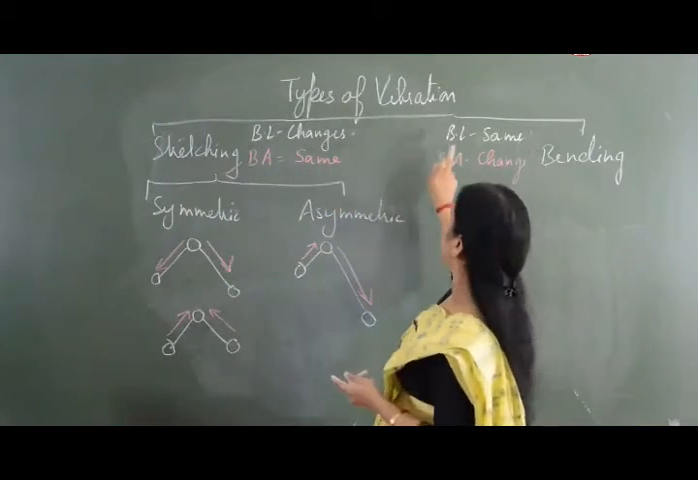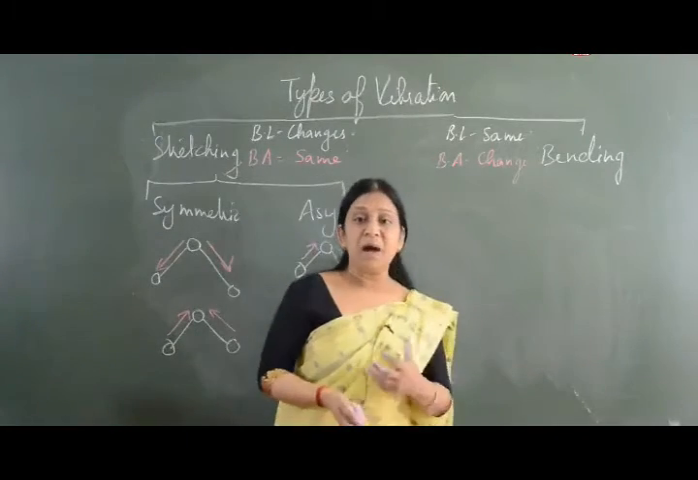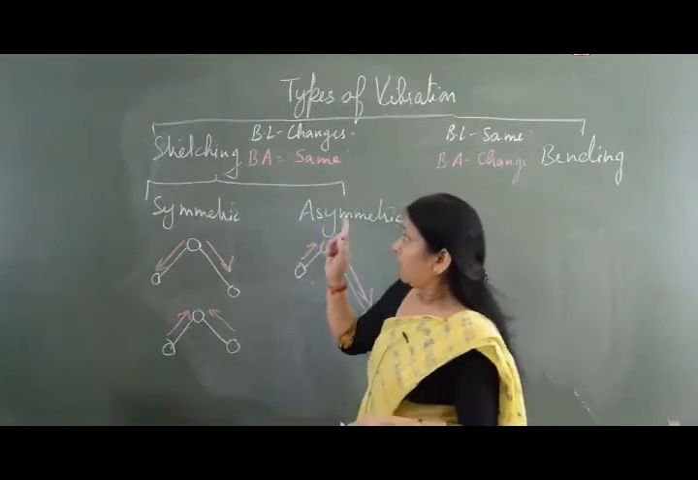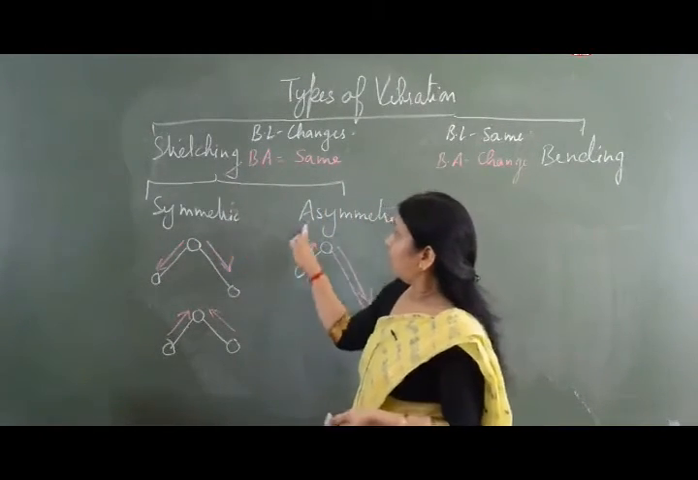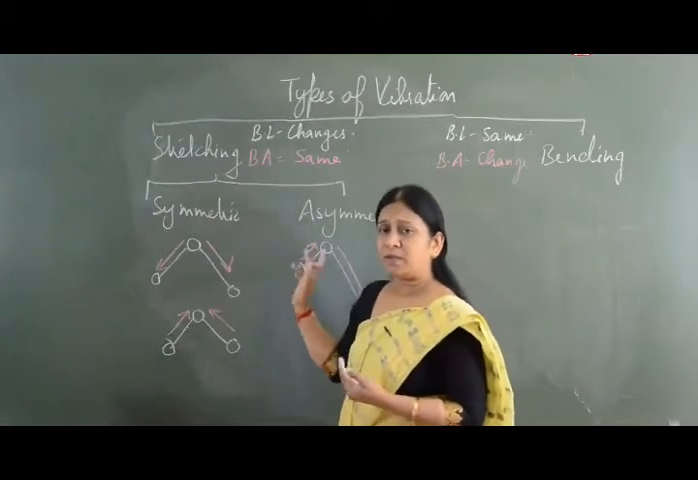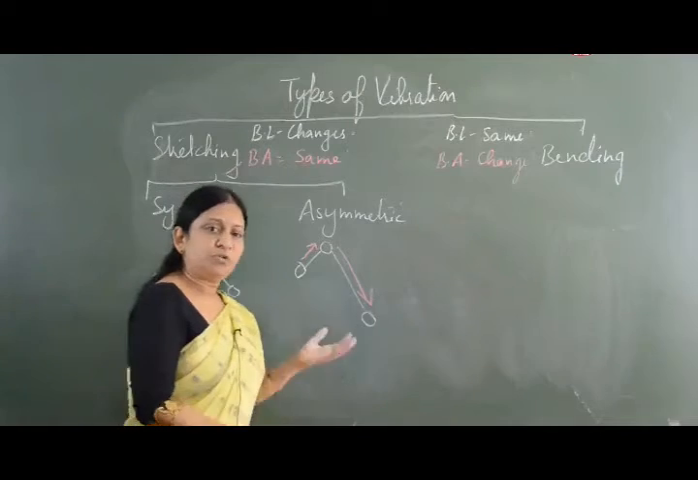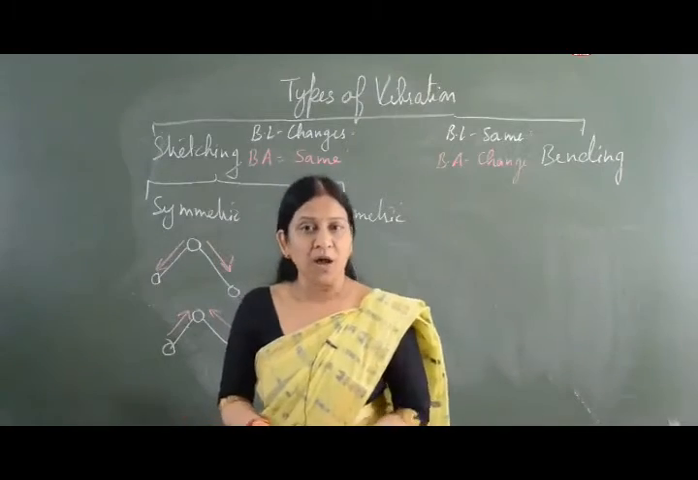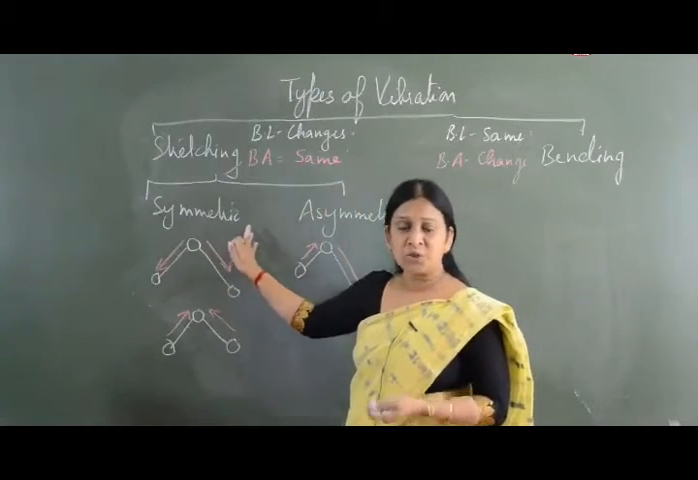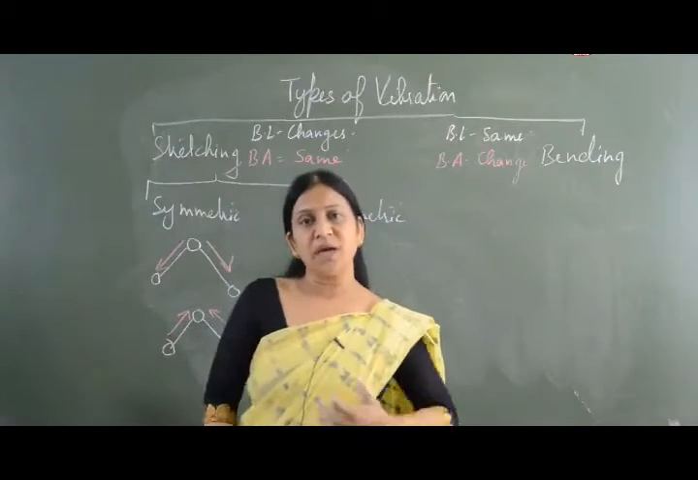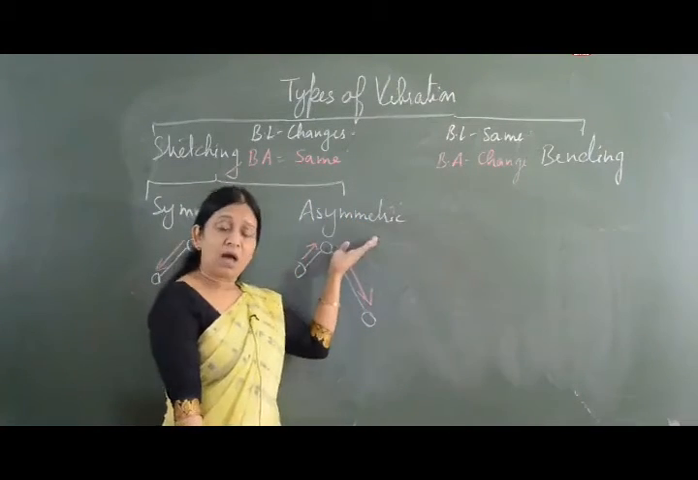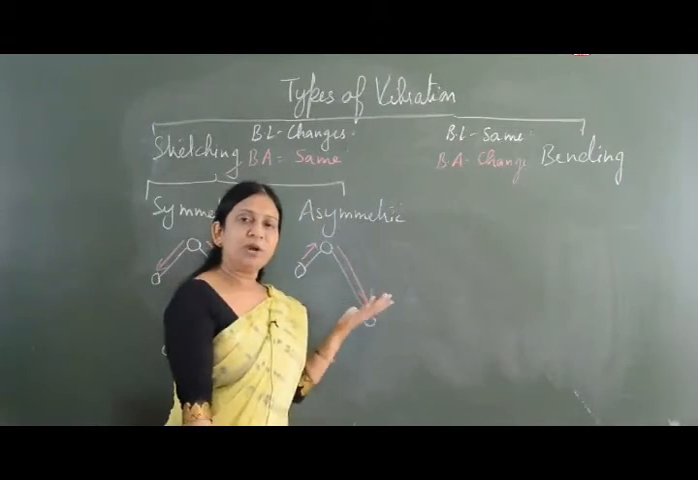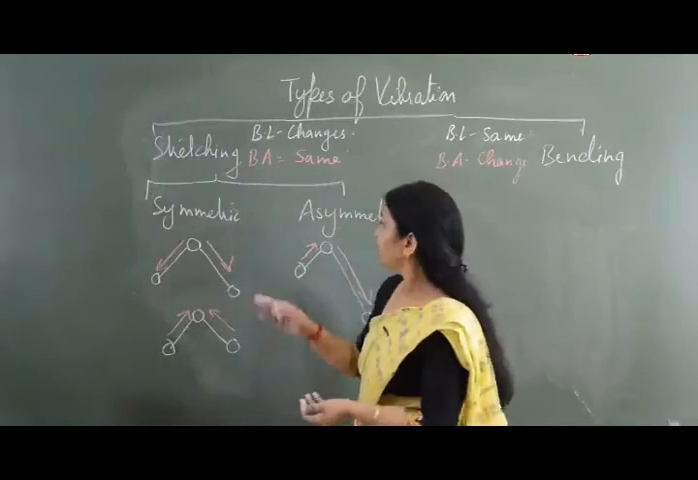Now if we consider stretching and bending, bending requires more energy, so it is going to occur at a higher frequency. If we compare both the stretching vibrations, symmetric and asymmetric, in case of asymmetric, one bond is stretched and the other is compressed. So here more energy is required in comparison to symmetric stretching. So asymmetric stretching occurs at a higher absorption frequency. The frequency of absorption in case of asymmetric is more in comparison to symmetric.